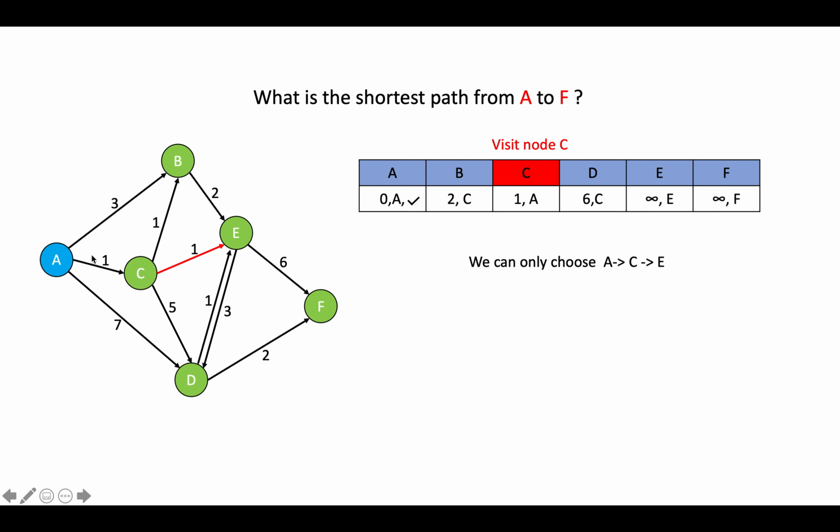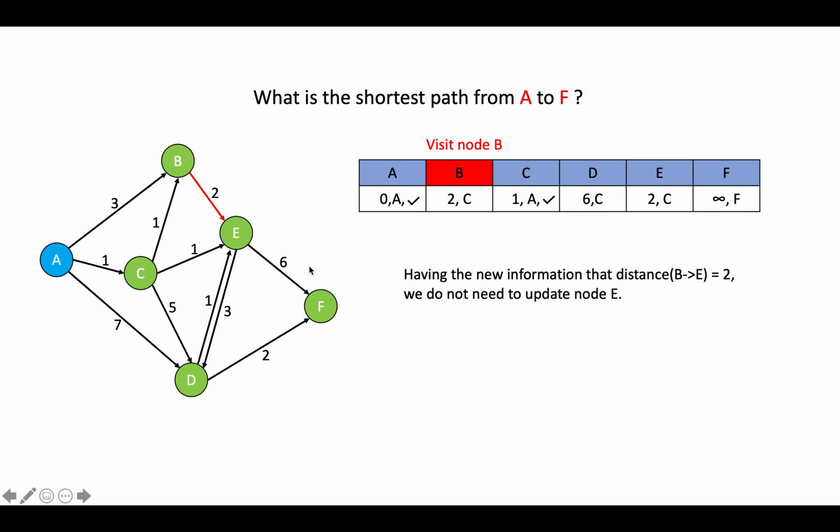And the length is 2, right? Because it is 1 plus 1. And the predecessor of node E in this way is C, right? So we should use this information to update our table, which is like this, right? So here, after we traverse all the neighbors of node C, we have used up all the information that node C gives us, right? So here we should mark node C as visited, right? Use the check symbol, and then we should look at another node.